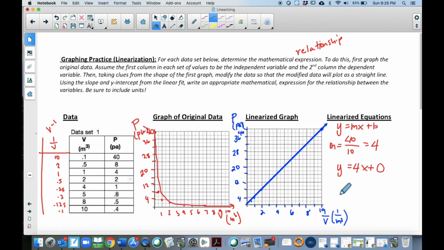My y-axis is my P, my pressure, and my x-axis is, in this case, 1 over V, right? It's not V anymore. It's 1 over V. And so we could say that pressure is 4 over V. And so that is our linearized equation.